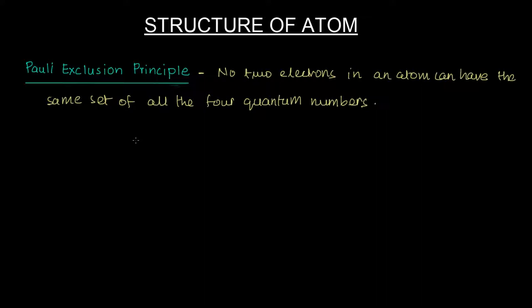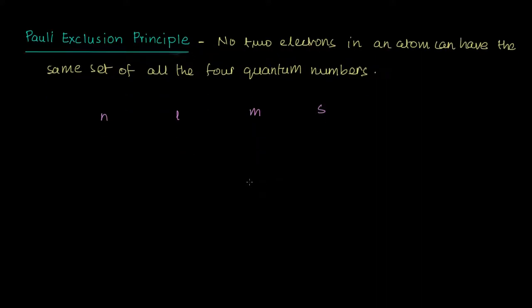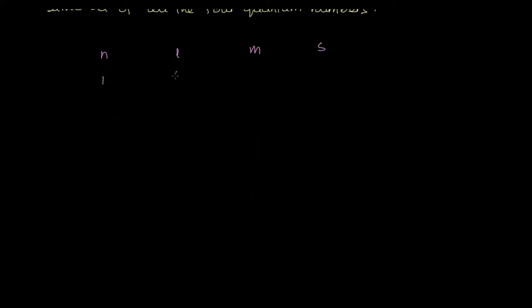Now, how does that restrict things, right? So let us try to see. If I have an n here and a corresponding l here and an m here and an s here, then let us try to see. For n equal to 1, my l can only be 0, because it goes from 0 to n minus 1, and m goes from minus l to plus l through 0, so this is also 0. So 1, 0, 0. Now in this orbital that has n, l, m as 1, 0, 0, there are two possibilities, plus half and minus half, right?